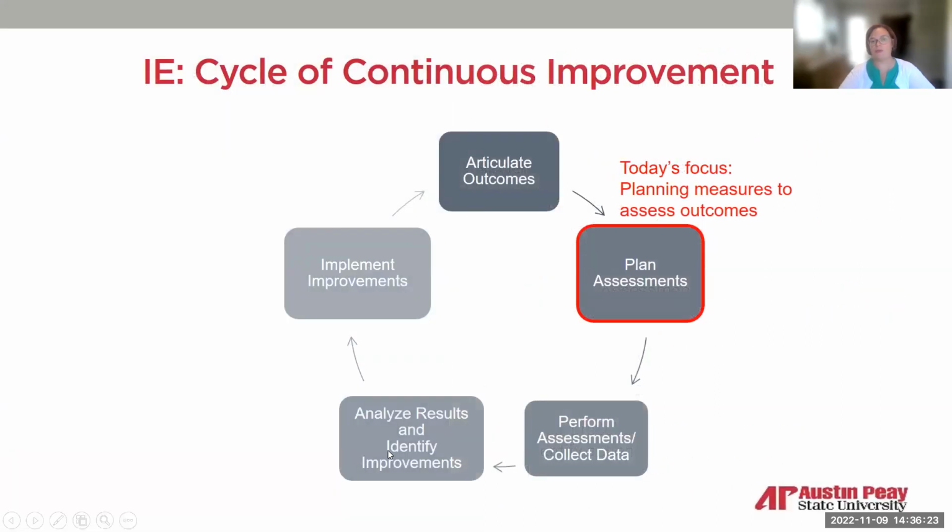By now you're probably familiar with the cycle of continuous improvement, the IE cycle. Today we're really focusing on that plan assessment part, the planning measures to assess your outcomes. The IE plans for next academic year, 23-24, which again, I can't believe I'm talking about 2024, but here we are, are due February 15th. So we want you to start thinking about planning for our next IE cycle.